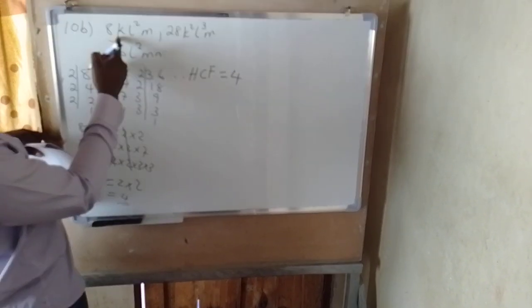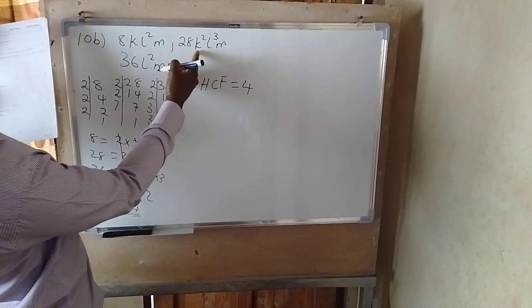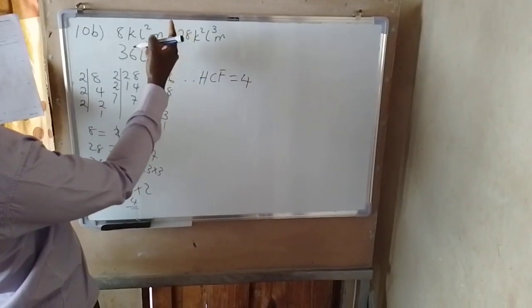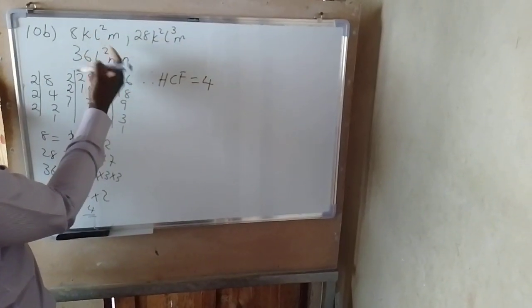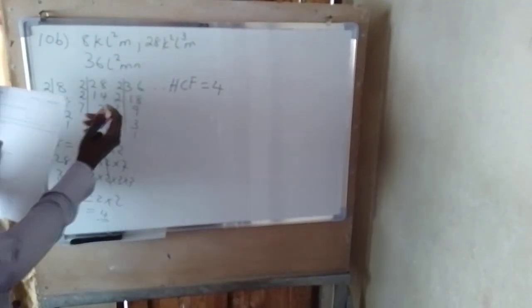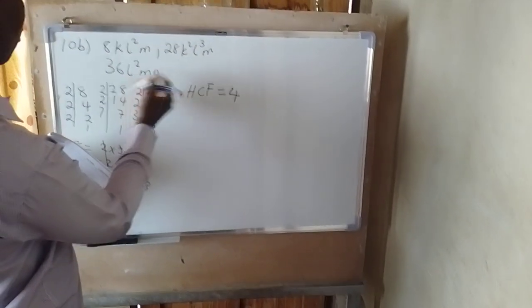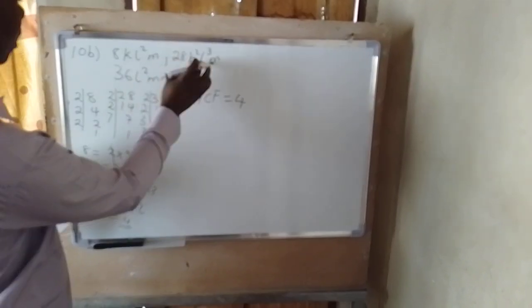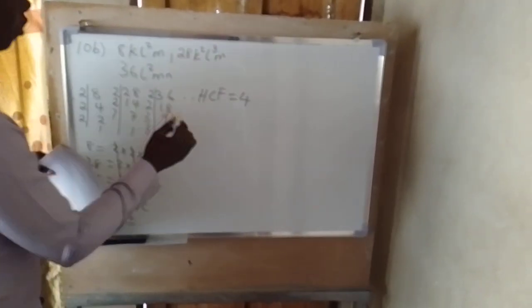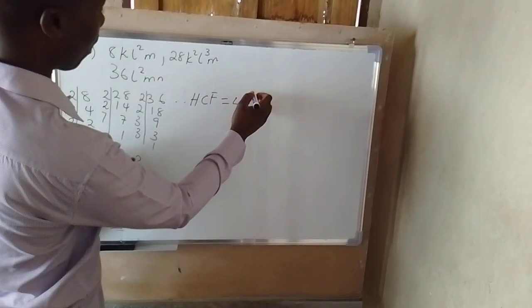Now, we have K here, K here, then there is no K here. So K cannot be a common factor. Now we have L squared, L cubed, and L squared. For the highest common factor of L squared, L cubed, and L squared, we simply take the one with the smallest power. So L squared is the common factor.